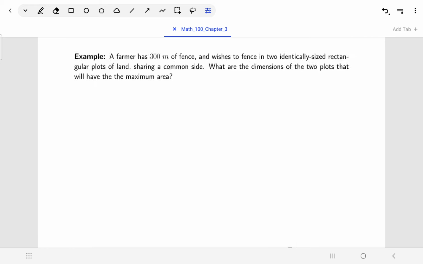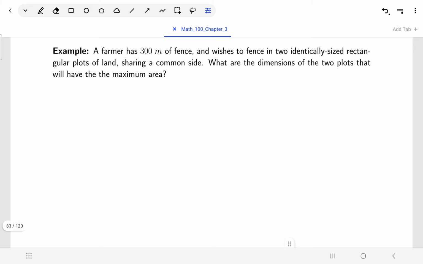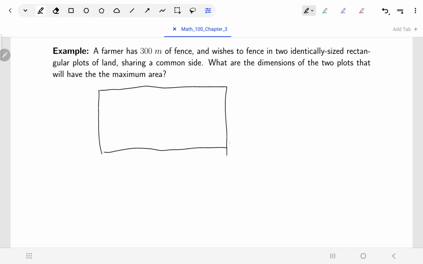So for the first story, I've got a farmer who is making a bunch of plots of land, two little rectangular plots sharing a common side, and they've got 300 meters of fence to do so. So I'm just going to do a little doodle here of these two little plots. So those are my two plots sharing a common side.